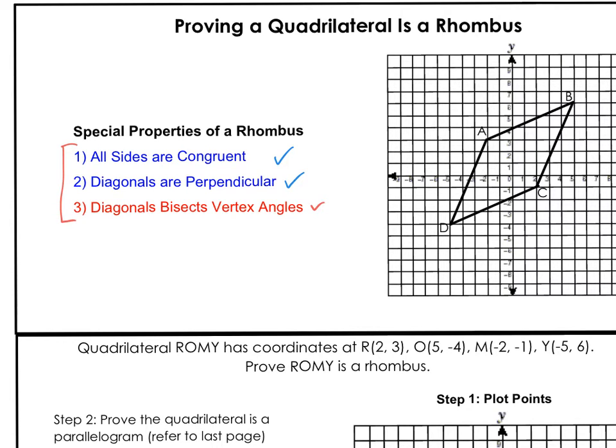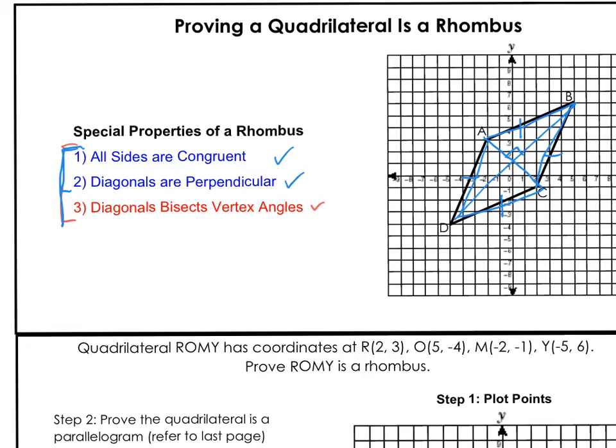Now, once again, it's kind of hard to prove what we see in red, that diagonals bisect vertex angles. That's going to be tough. But it's going to be pretty easy for us to prove right here. All sides are congruent, right? We would just use the distance formula. We could show that all sides are congruent to each other, right? If I just found the length of AB, BC, DC, and AD. And I could also show diagonals are perpendicular, right? If I just show you that the slopes of those two diagonals are negative reciprocals, then I could prove it's a rhombus. So, how do we prove something's a rhombus? Remember, these are the two properties we can use. All sides are congruent and diagonals are perpendicular.